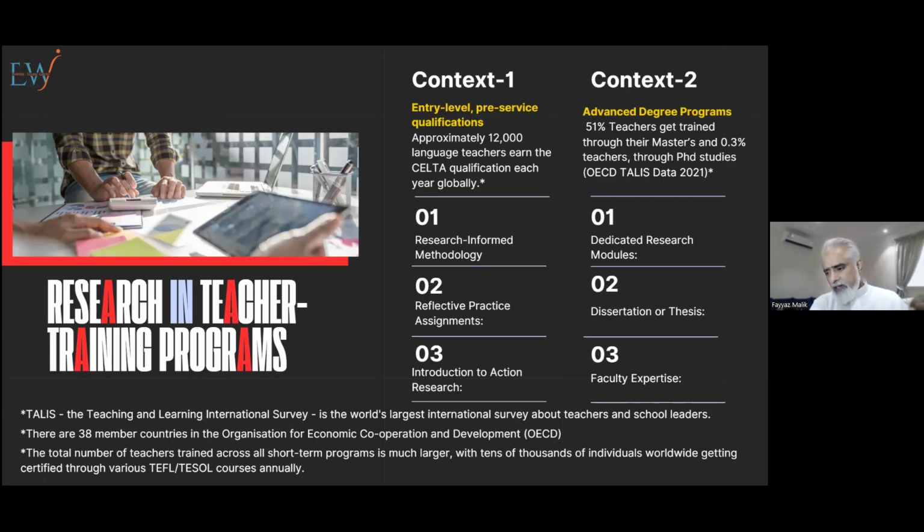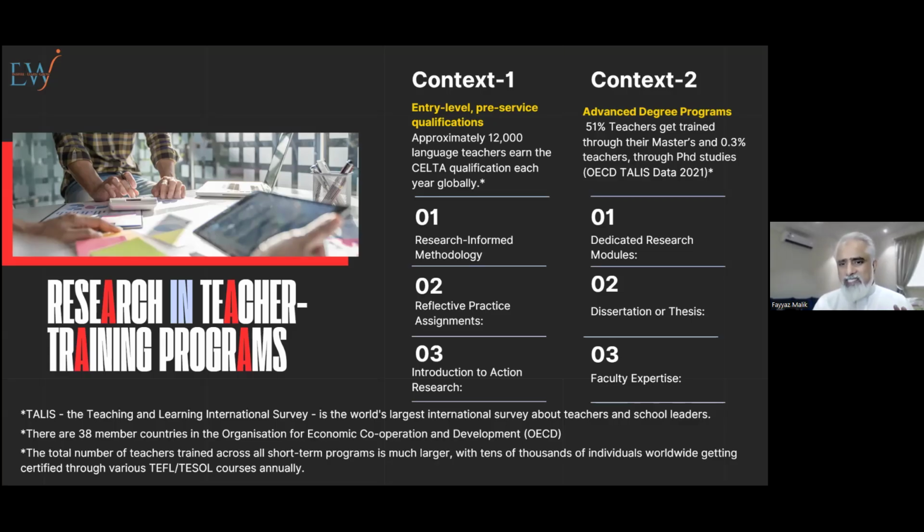So in this first context, the research-informed methodology is taught, as I was talking about, like behaviorism and humanistic teaching. These kinds of methodologies are taught, which have been supported by a lot of research. Over the years, a lot of research has been done on different methodologies of language teaching.